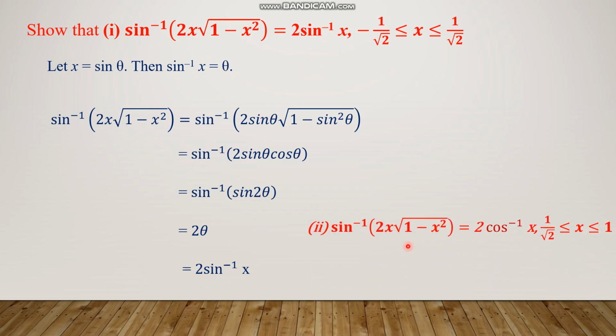Similarly, we can prove one more: sine inverse of 2x into root of 1 minus x square is equal to 2 cos inverse x. Same thing, but instead of substituting x is equal to sine theta, we will substitute x is equal to cos theta and proceed similar to this. I hope you can do it.